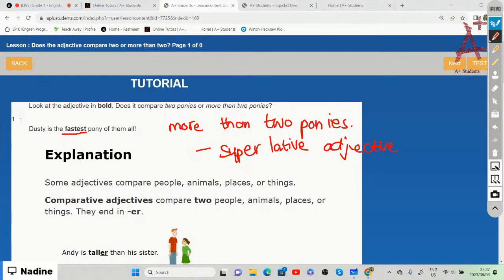Because a superlative adjective compares more than two animals. And in this case, Dusty is the fastest pony of them all, right? So even if there's 10 ponies, it means that Dusty is compared to all of those ponies, right? Because I say of them all, which means all of them. It is more than two ponies.